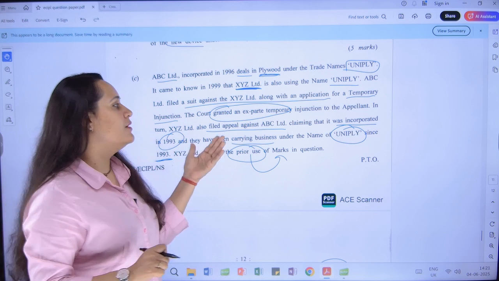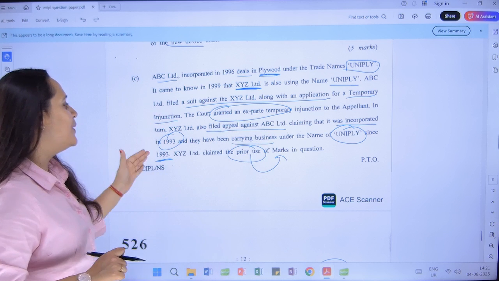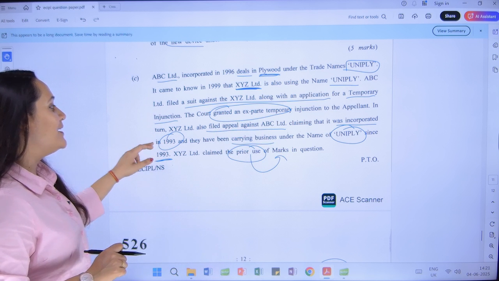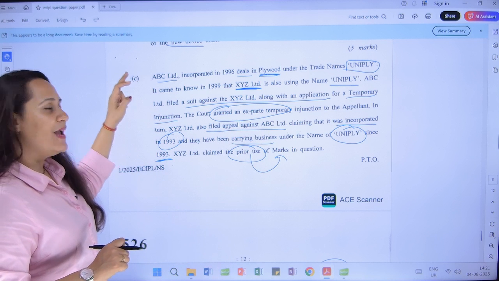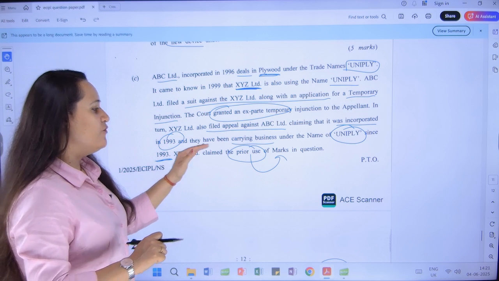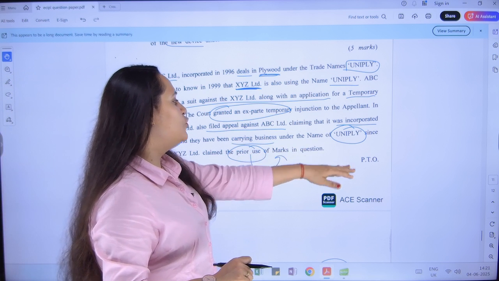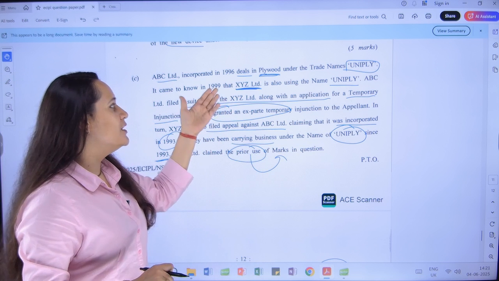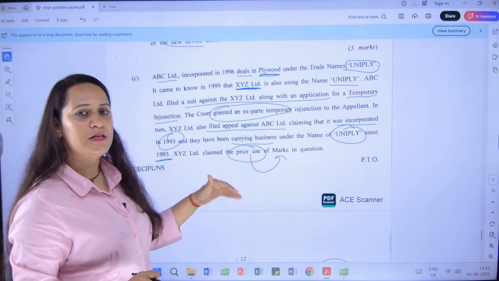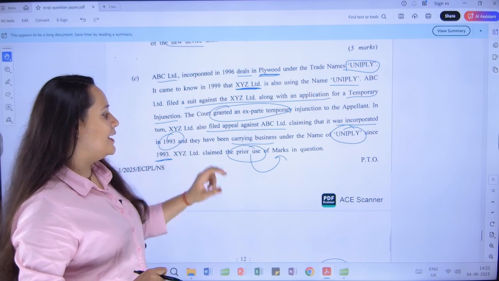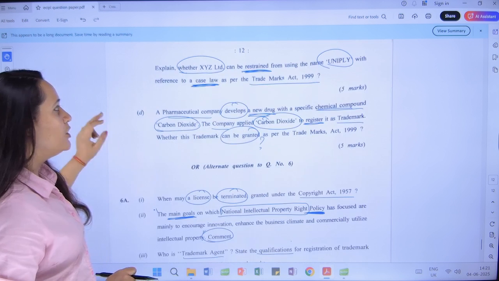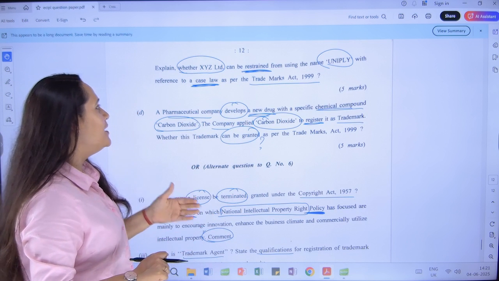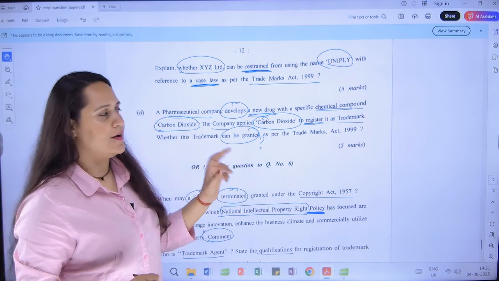The court has granted them the temporary injunction, and XYZ Limited has also filed an appeal against ABC Limited, saying that it was incorporated in 1993 before ABC Limited was incorporated, and they have been carrying on the business in the name of Uniply since 1993. So they have prior usage. Maybe they have got the registration before, but they have prior usage because it was incorporated before 1996. So on the basis of this priority of usage, we should tell whether XYZ can be restrained from using the name Uniply with reference to case laws under Trademark Act.